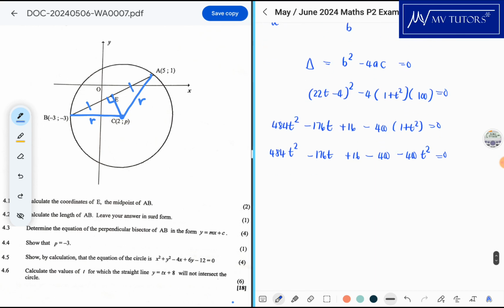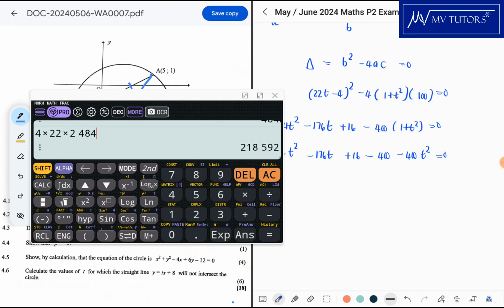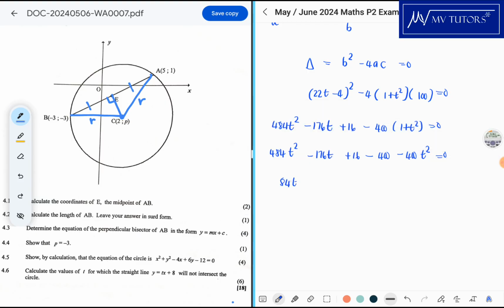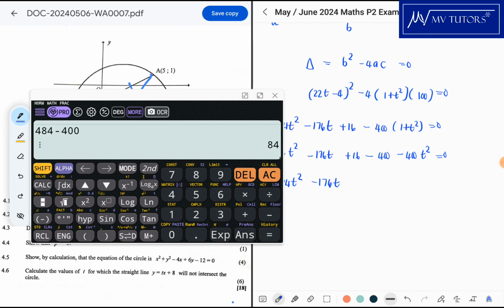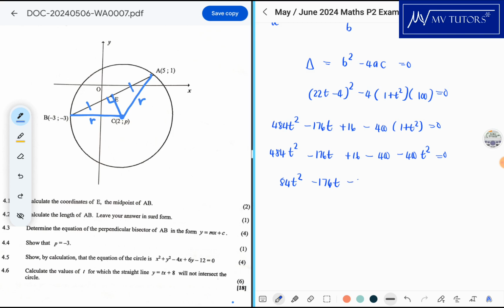Oh my word. Okay, so 484 minus 400, that's 84. All right, so I have 84t squared. And then I have minus 176t, and then I have 16 minus 400. So that is minus 384, equal to 0. Oh my goodness, now I have to use the quadratic formula. Oh, yo, the hard work never ends.